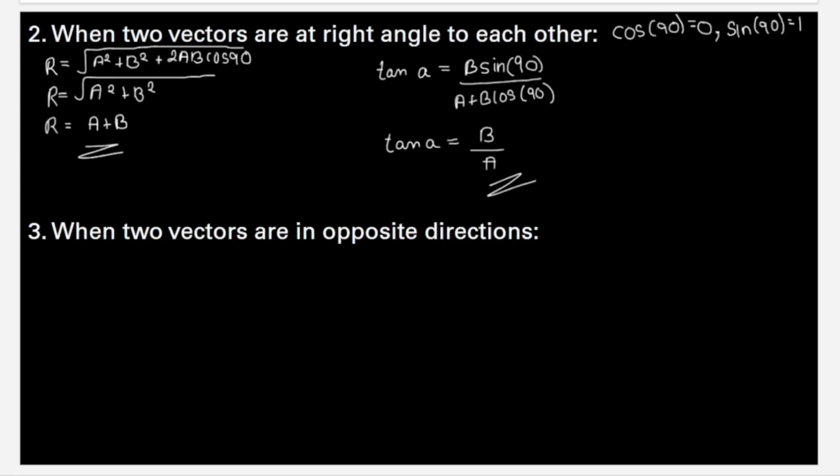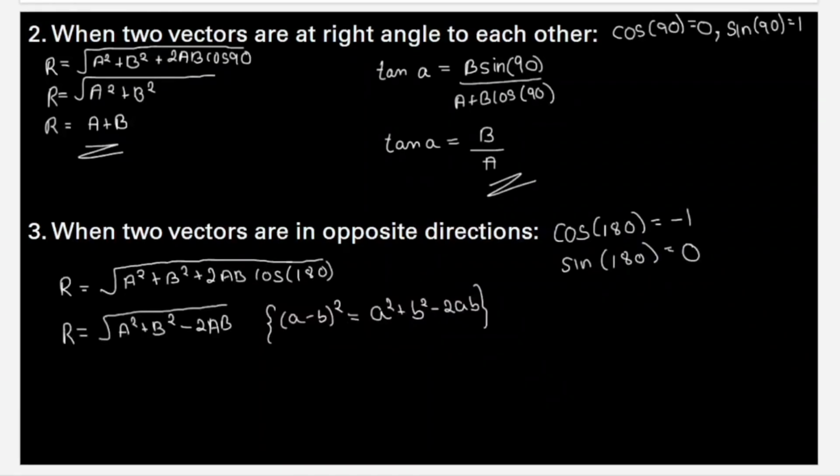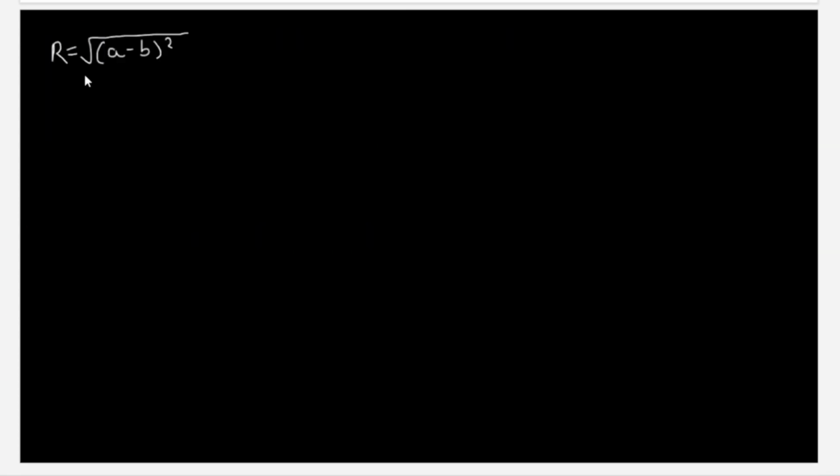Third case, when two vectors are in opposite directions, then cos 180 is equal to minus 1 and sin 180 is equal to 0. Using equation 1, we get R is equal to root of a square plus b square plus 2ab cos 180. Since cos 180 is minus 1, we get R is equal to root of a square plus b square minus 2ab. Since it is in this format, we get R is equal to root of a minus b whole square. Removing the root and cancelling the square, we get R is equal to a minus b.